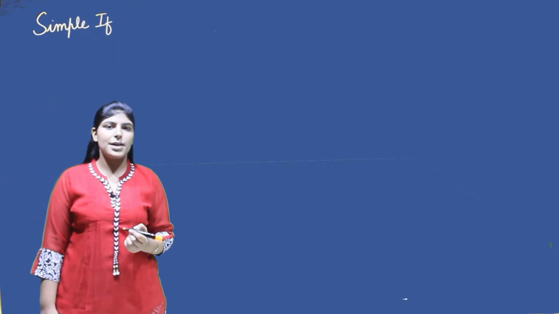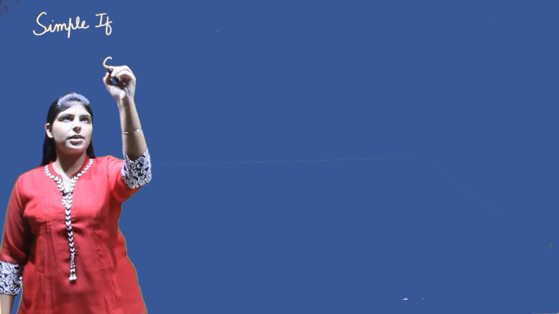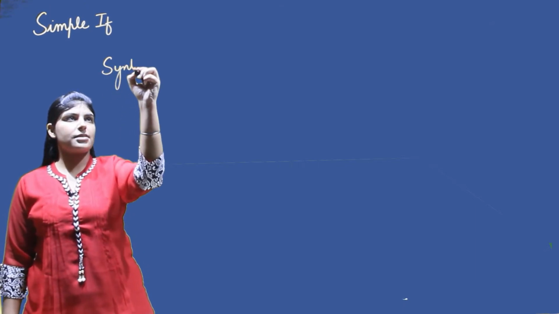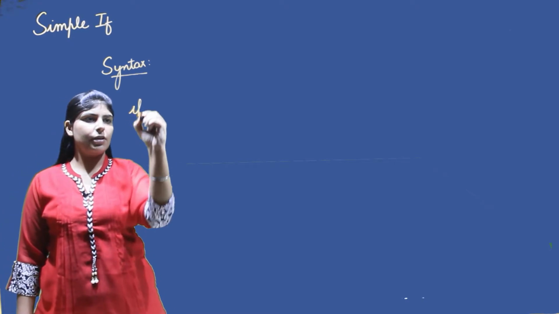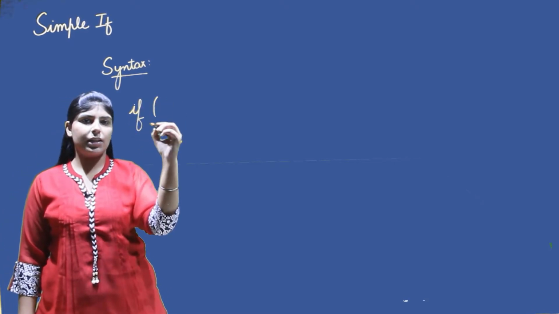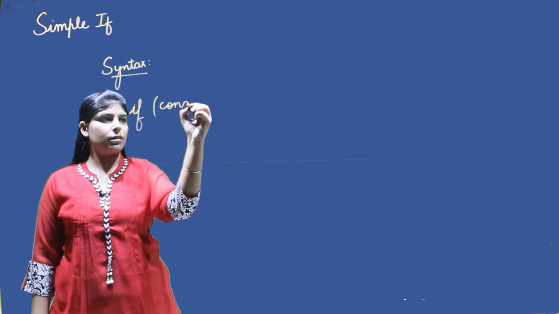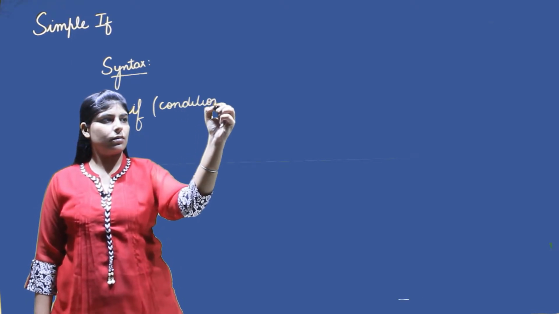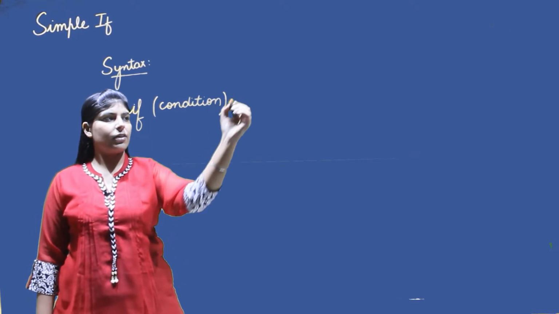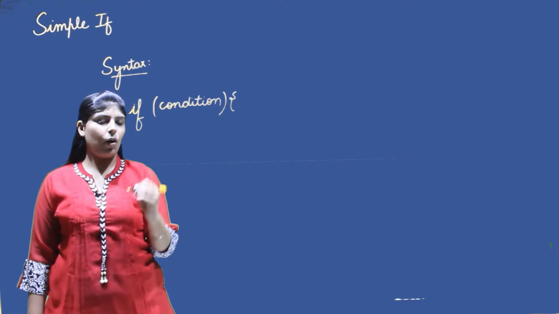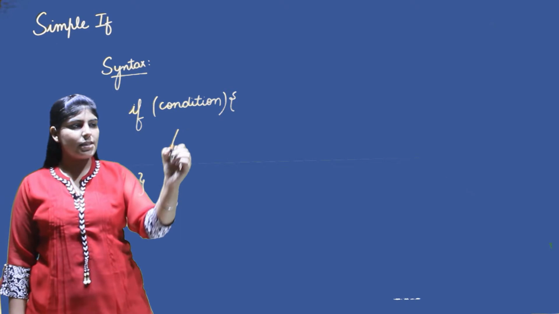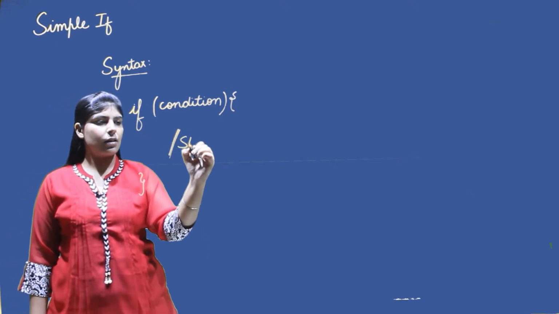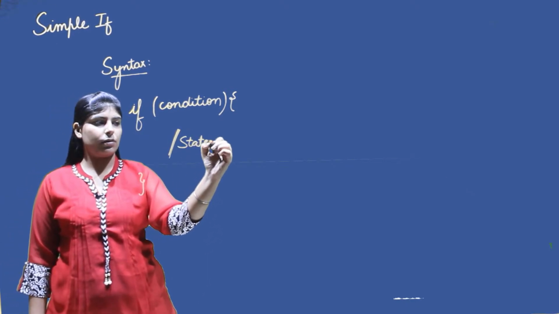So this is the most basic conditional statement. How do we use it? Let us first see its syntax. We have an if keyword. Then we write the condition in parenthesis. Then we have a curly bracket which starts the if block and a closing curly bracket which ends the if block. All the statements written inside this are part of the if block.